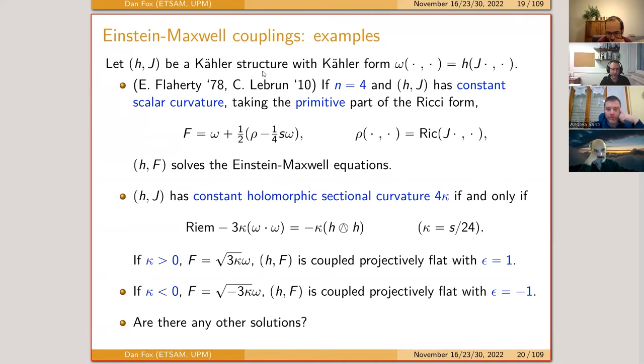And I mean, when I say, are there any other solutions? I don't have any idea. I haven't actually thought very hard about it, but it's potentially an interesting question, particularly if there are other solutions. It's maybe less interesting if there aren't, of course. But it nonetheless shows that the scheme has some sense.